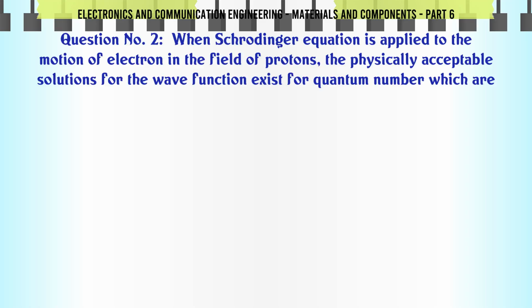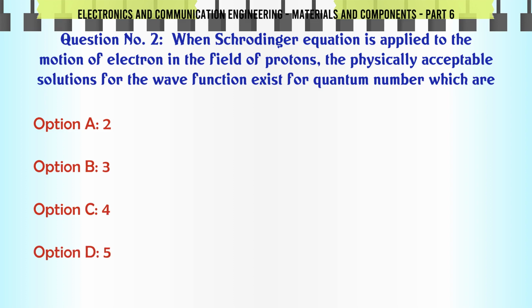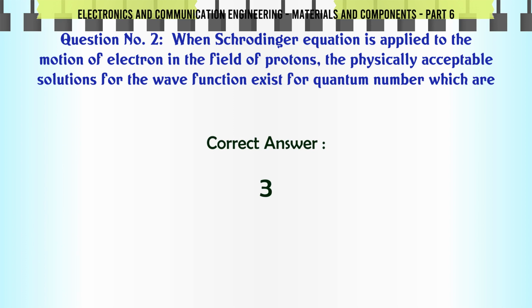When Schrödinger equation is applied to the motion of electron in the field of protons, the physically acceptable solutions for the wave function exist for quantum numbers which are A. 2, B. 3, C. 4, D. 5. The correct answer is 3.